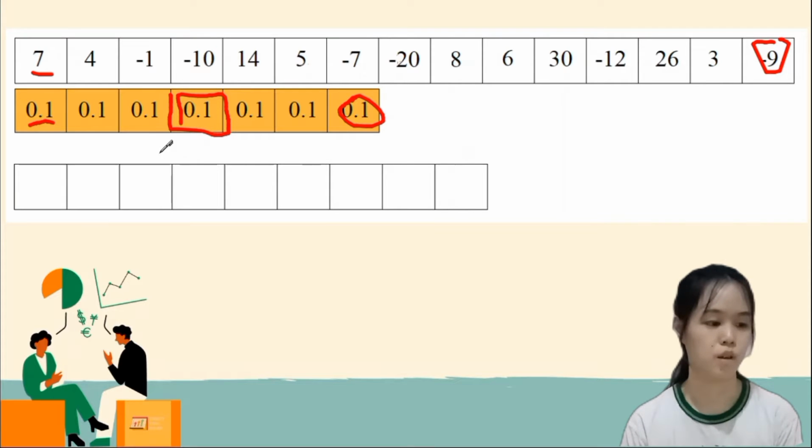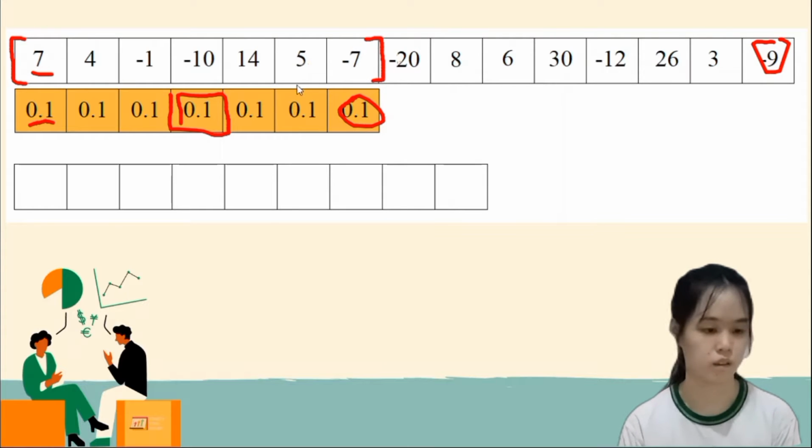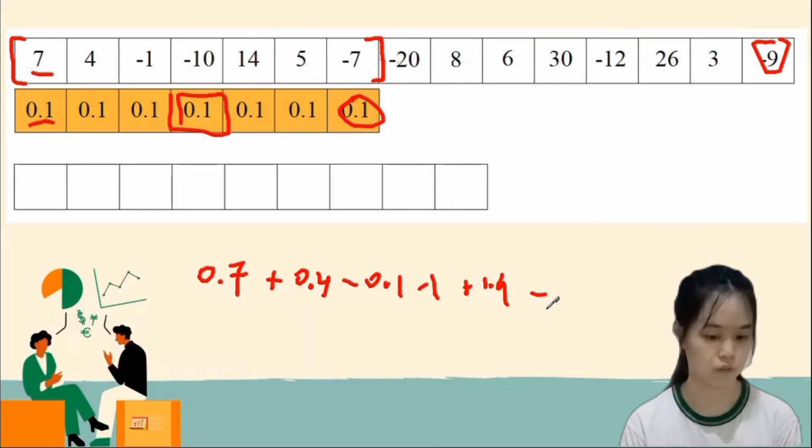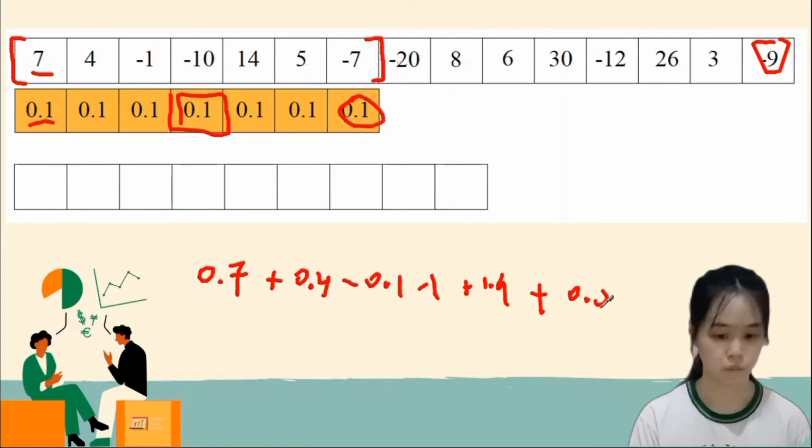And this is the beginning. So in the beginning of the convolutional process, the kernel will meet a subseries, which is the first 7 values, and it will do a dot product operation. So 0.1 times 7, which is 0.7, and then plus 0.4, minus 0.1, minus 1, plus 1.4, plus 0.5, minus 0.7.